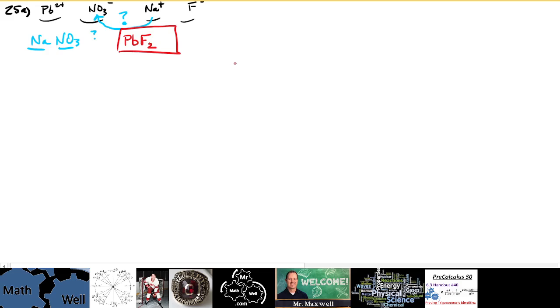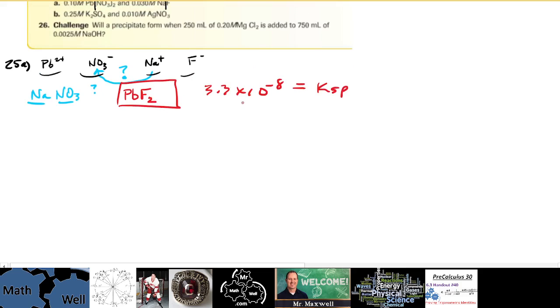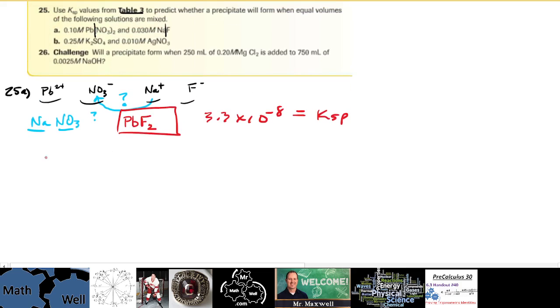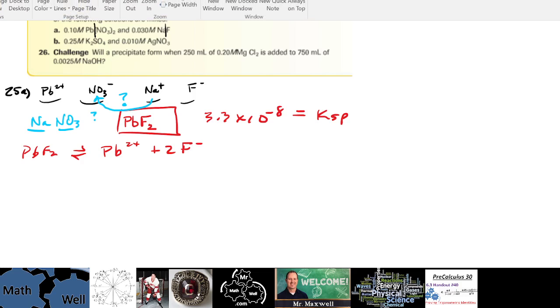Lead fluoride, I'll find it here, PbF2. I've got 3.3 in the textbook here, so 3.3 times 10 to the negative 8. We'll use that one as it's in your text. So that's the published Ksp. Now let's find out if we have enough ions to multiply to greater than this, according to the Ksp expression. Well, PbF2 is going to be in equilibrium with Pb2+ and 2F-. That's what that's going to look like.